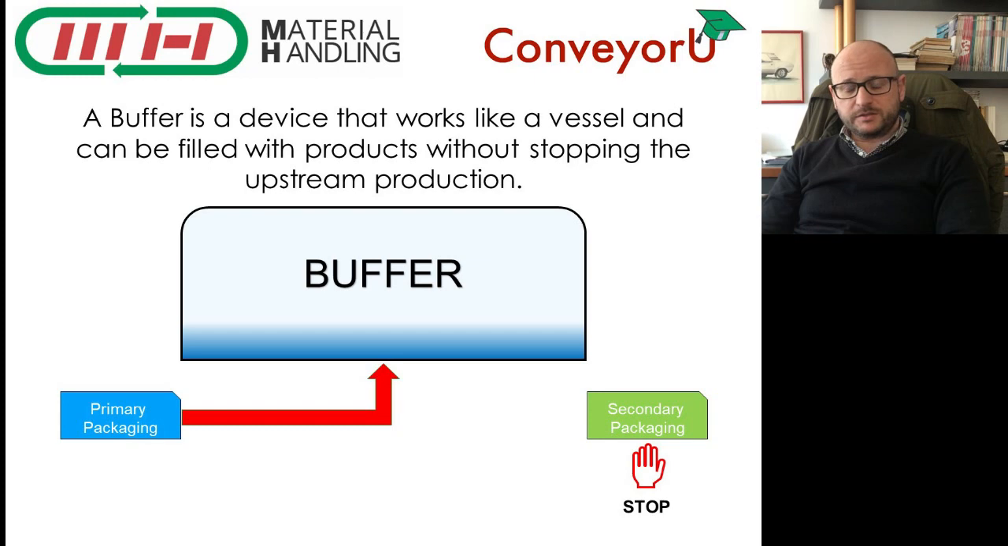Okay, buffering for us is something different. Buffering means creating a device that has the possibility to store an extra capacity of products in such a way that if the line downstream, the machine downstream, stops, we can go on and produce without being forced to stop the upstream production.